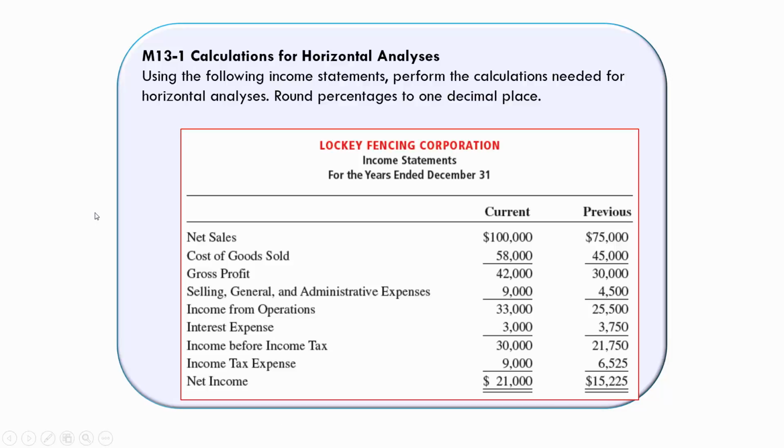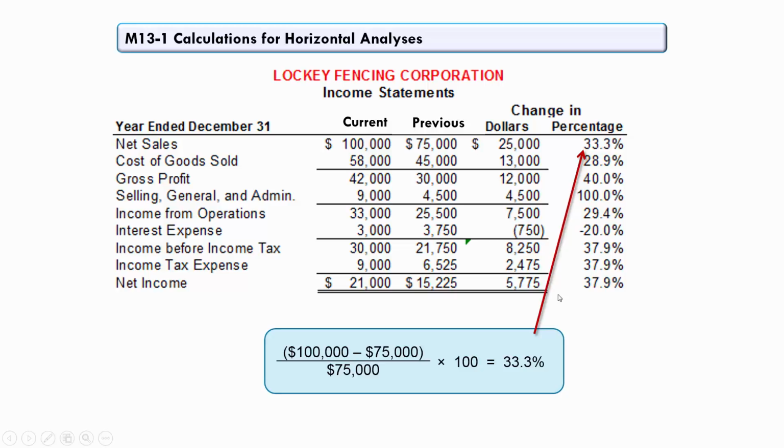Well, horizontal analysis is going to take us left to right, so we're going to be calculating the difference between 75,000 and 100,000, and we're going to take that number and divide it by the 75,000 to get the percentage. In dollars, it's obviously going to be a $25,000 increase, but as a percentage, I expect it to be different because it's the 25,000 divided by the 75,000, which is going to be 33.3%.